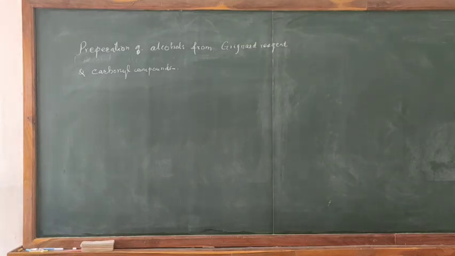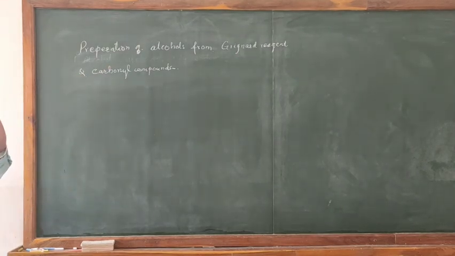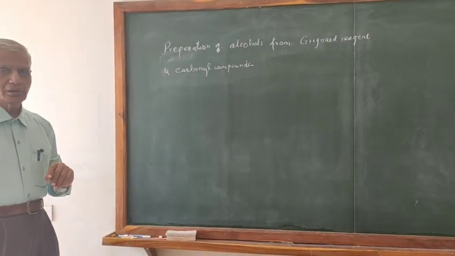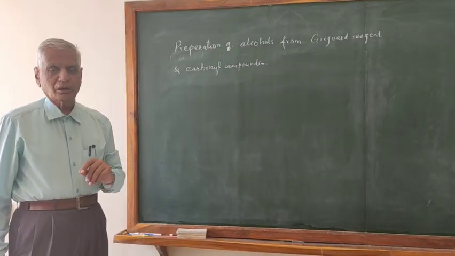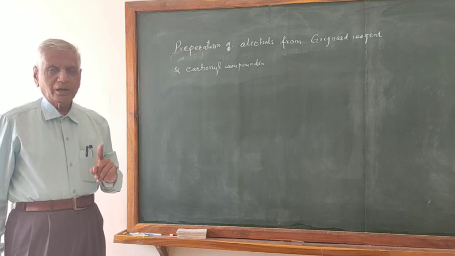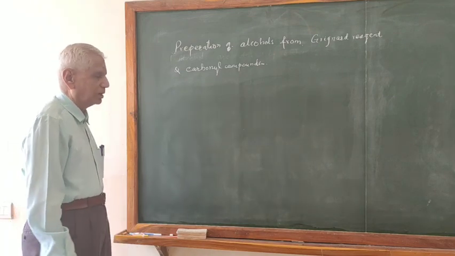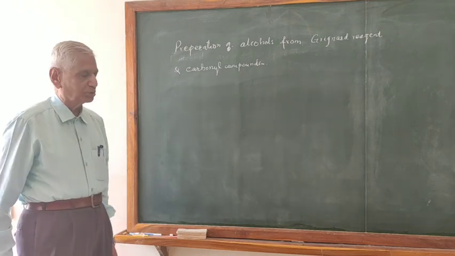So, yesterday we were talking of preparation of the alcohol starting from Grignard's reagent and carbonyl compounds. We have studied how to prepare primary alcohol and secondary alcohol, that is, starting from formaldehyde and any other aldehyde and Grignard's reagent. Now let us see how about regarding the Grignard's reagent and ketones.